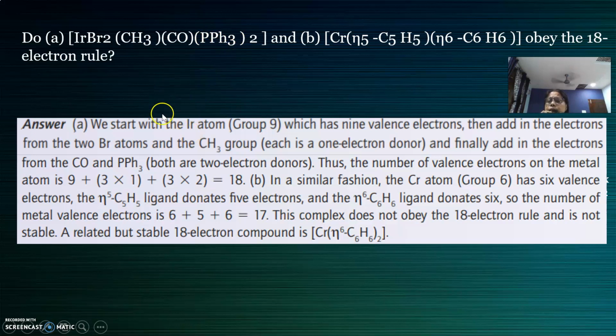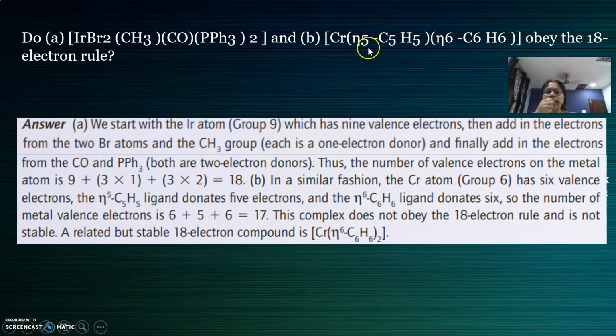So what is the total electron count of this particular compound? 9 from the metal atom. The 2 bromine and 1 methyl are all 1 electron donors, so in total there will be 3, that is 3 into 1. Then there are ligands that donate 2 electrons each: since 2 triphenyl phosphines are there, plus carbon monoxide, 2 plus 1, that is 3 ligands who can donate 2 electrons each, so 3 into 2. If we add them, then it will be 18 valence electrons.